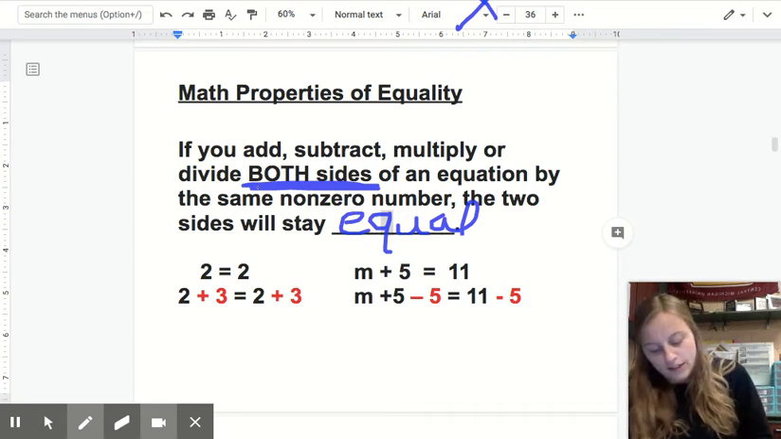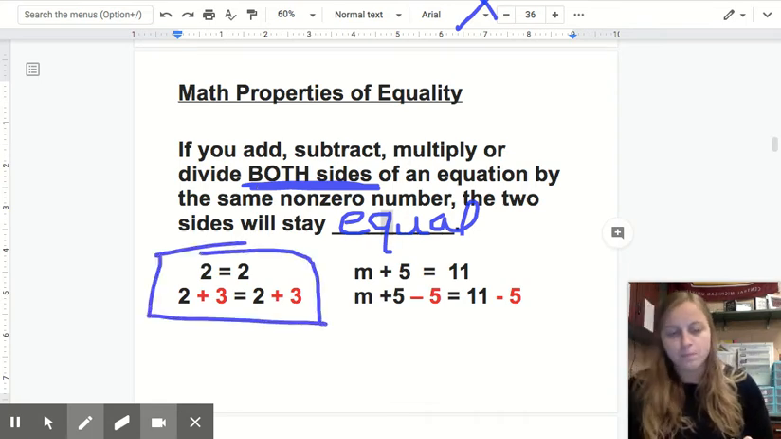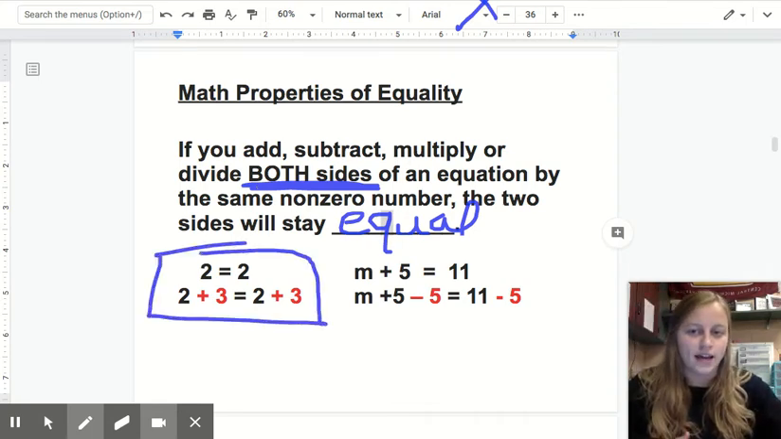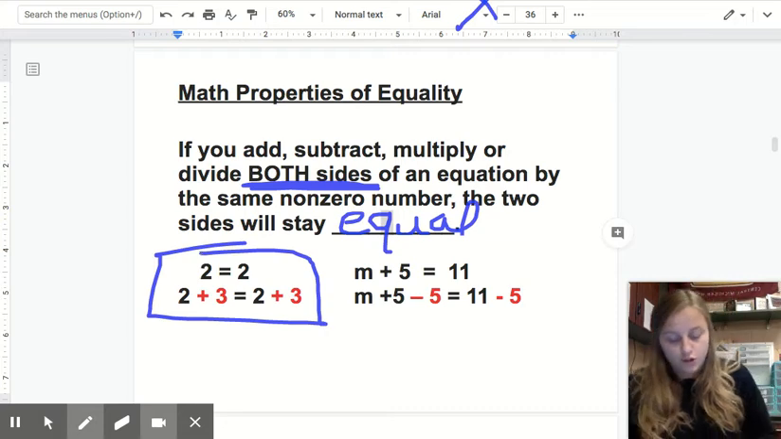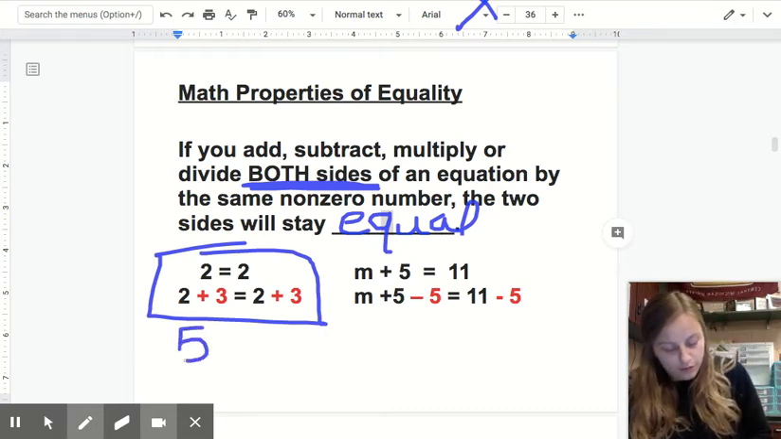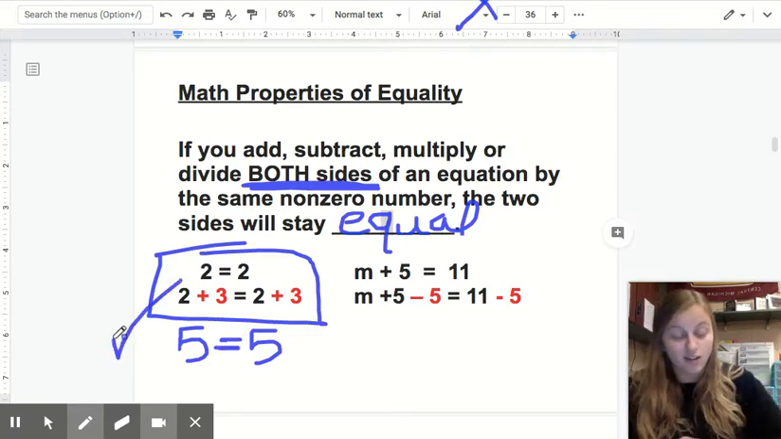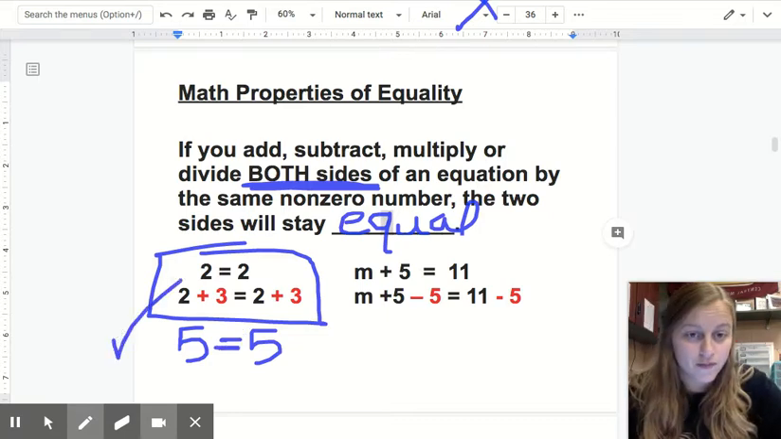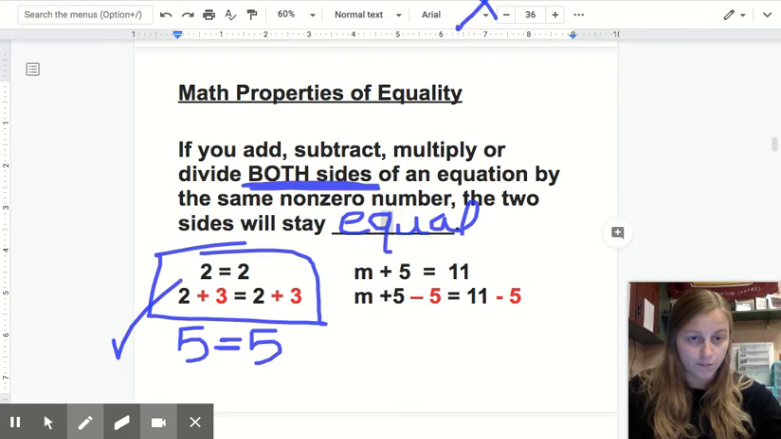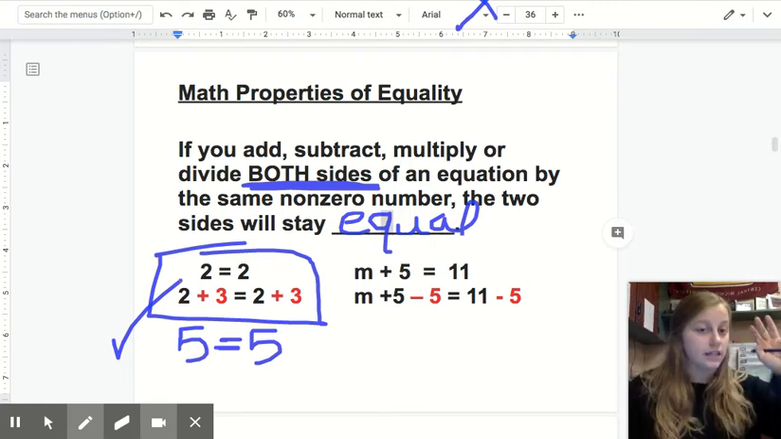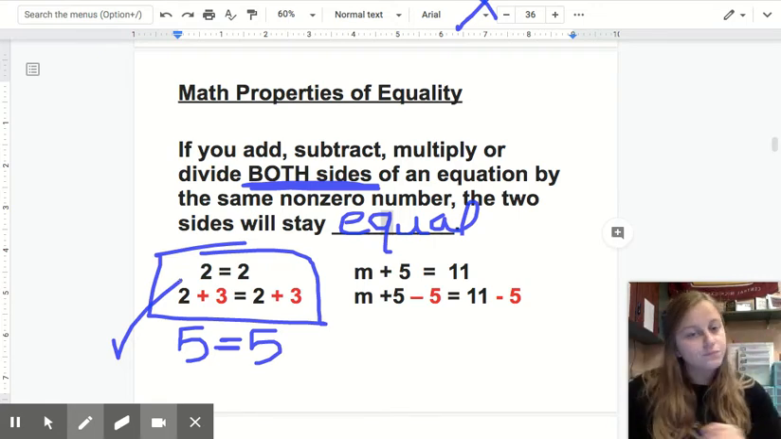So for example, when I look at this 2 equals 2 over here, on the left side of the equation, I added 3. So on the right side of the equation, I also added 3. 2 plus 3 is 5. 2 plus 3 is 5. 5 equals 5. Still true. Whatever you do to one side of an equation, you have to do to the other. If you do it to one side, you have to do it to the other as well.